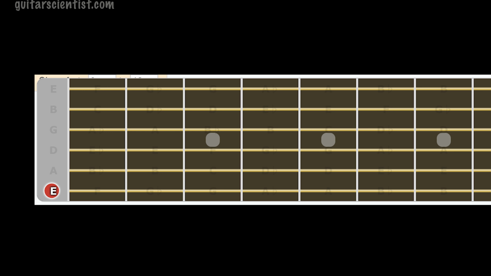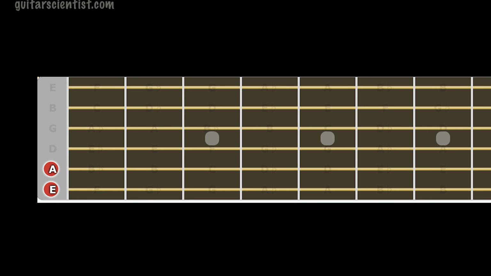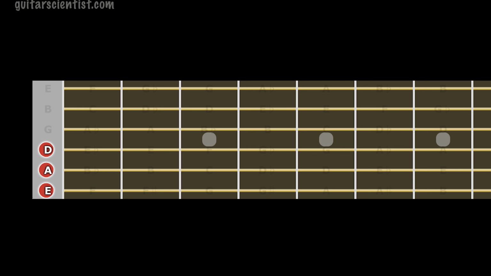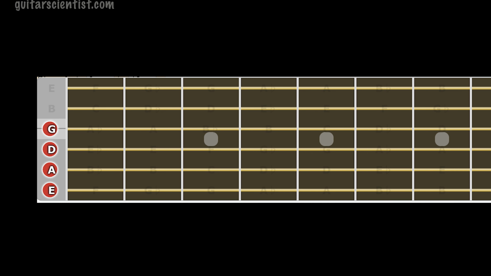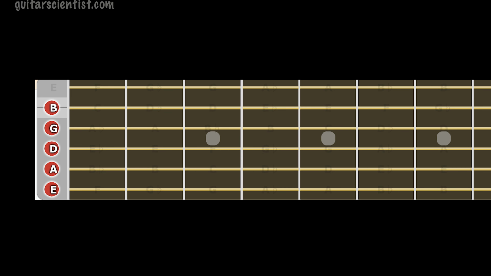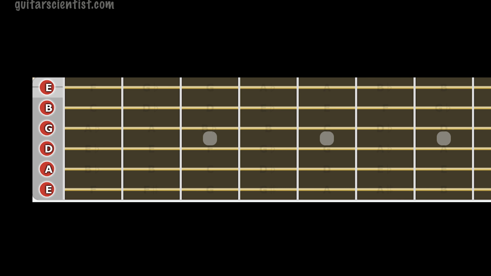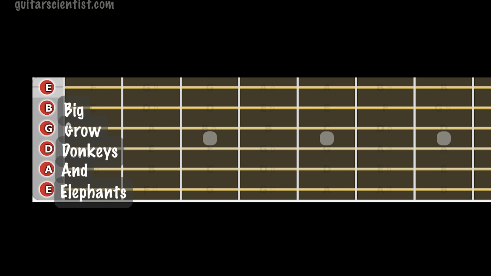The note for this string is E. It's often referred to as the low E string. The next string up is the A string. The next, the D string, then the G string, the B string, then finally the high E string, which is the same note as the low E string, just 2 octaves up. An easy way to remember these is by using a memorable mnemonic like elephants and donkeys grow big ears.